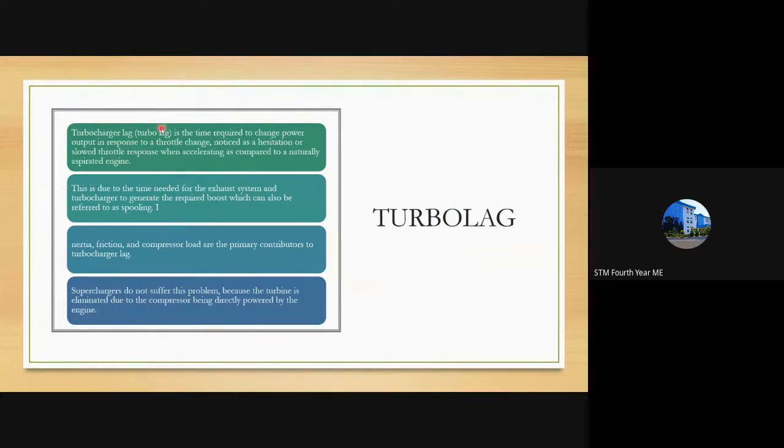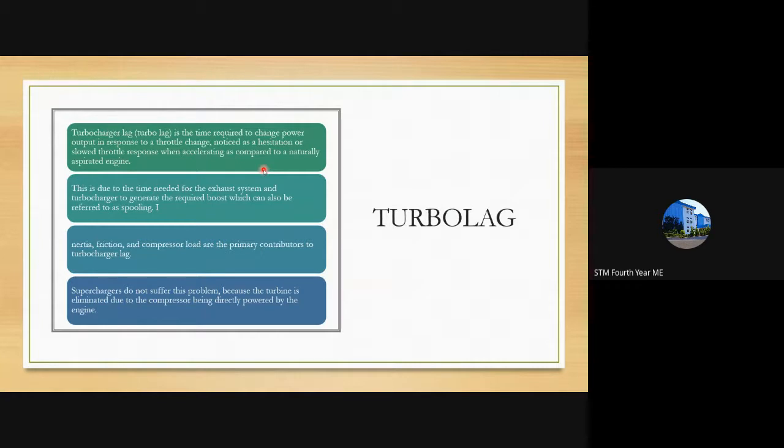Apart from that, turbo lag is the time required to change power output in response to throttle change, noticed as a hesitation or slowed throttle response when accelerating, as compared to a naturally aspirated engine. In a naturally aspirated engine, we get the power based on the accelerator pedal itself. But when using a turbocharger, we notice that when we press the pedal, there is a lag in the engine power reaching the wheels. After this lag period, you'll see the vehicle jumps forward. So if you have driven a turbocharged vehicle, you will notice this difference.